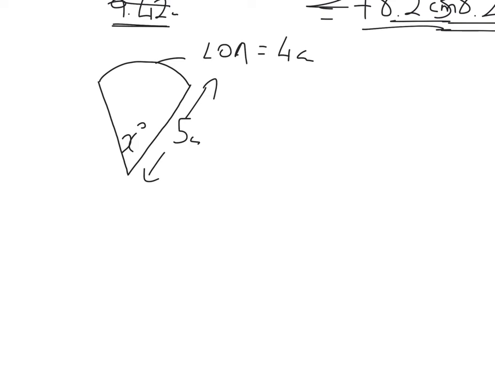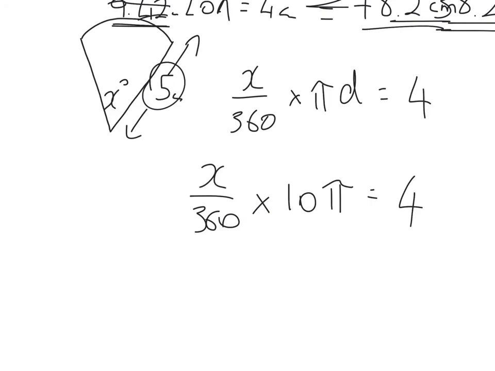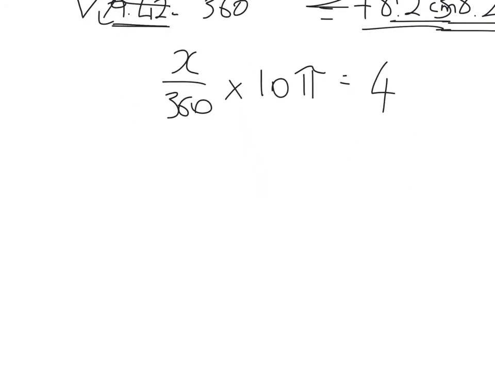Now this one's slightly different. This time I've been given the length of the arc again. I've been told the radius this time, but it's the angle at the centre I'm looking for. So the angle that I don't know and I'm looking for out of 360 multiplied by pi times the diameter will give me the length of the arc, which is 4. So it's x over 360 multiplied by, well, the radius is 5, which means the diameter is 10. So that's 10 pi is equal to 4. Let's use that theme of changing the subject of the formula again. So just take your time.